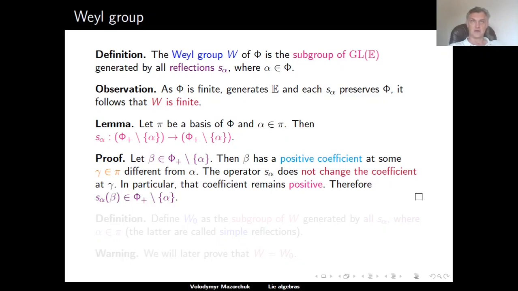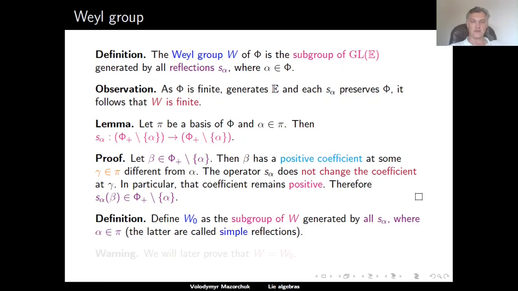Positive roots are the roots which have non-negative coefficients with respect to the basis, and negative roots are roots which have non-positive coefficients. So if S alpha of beta has a positive coefficient at one element in the basis, it must be a positive root.